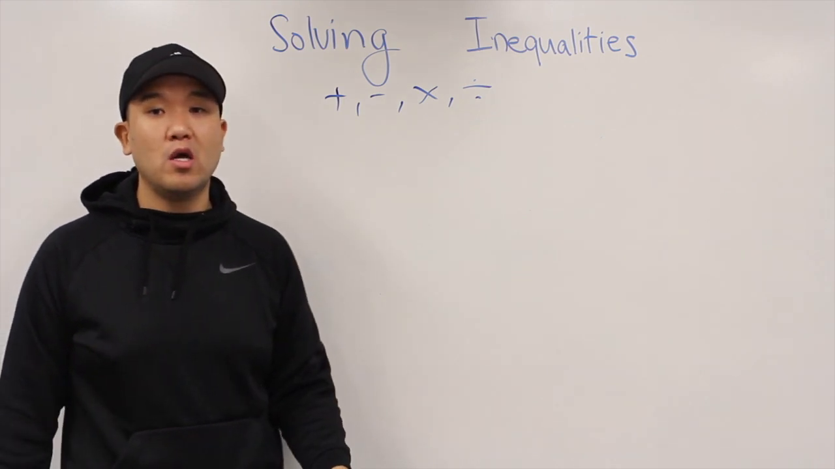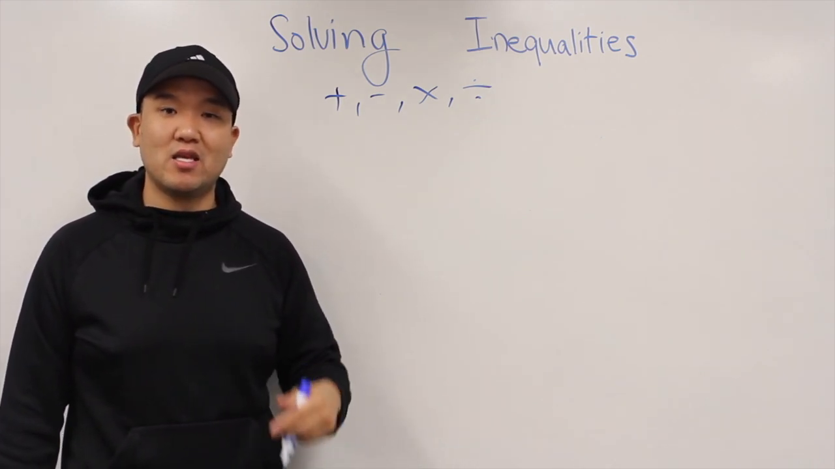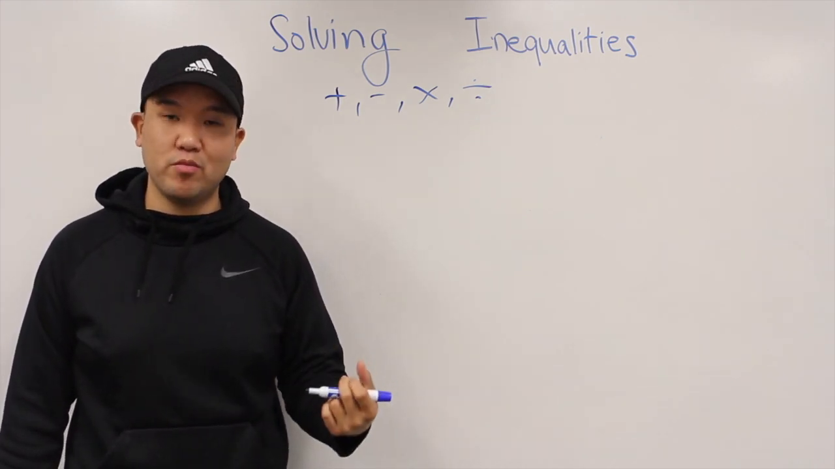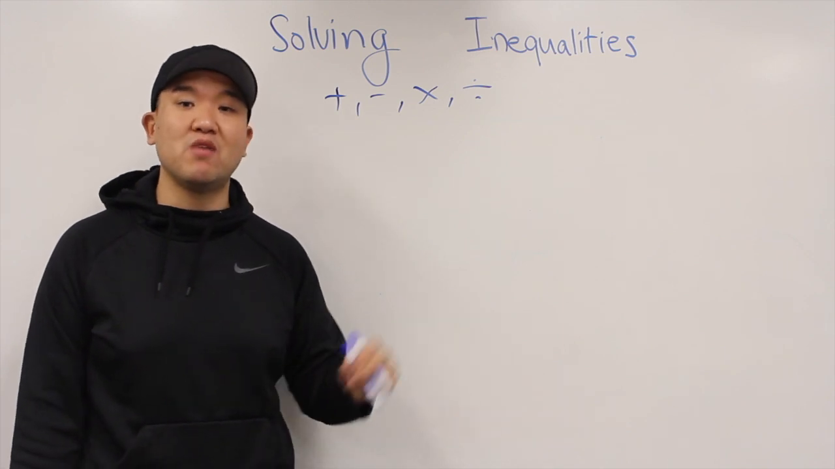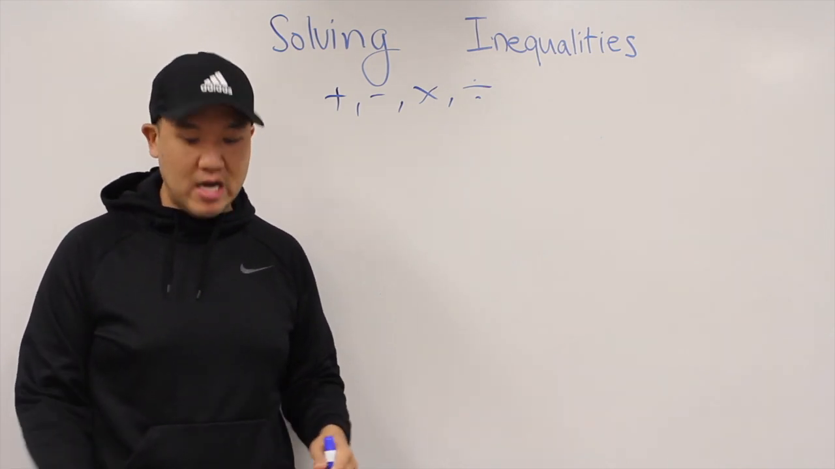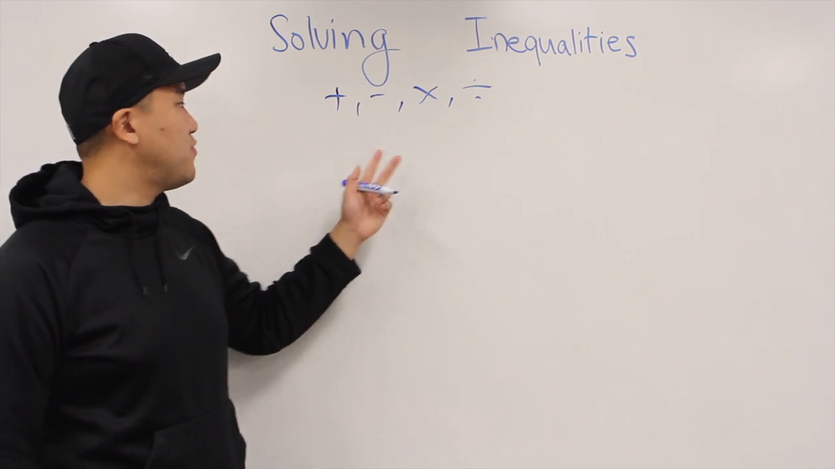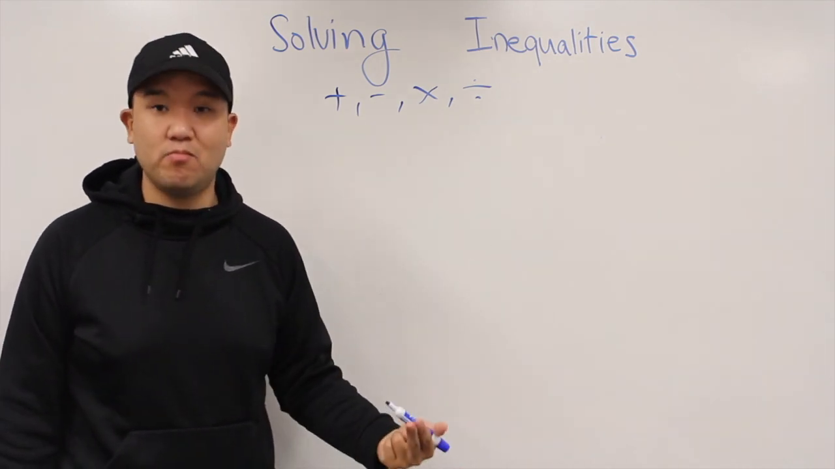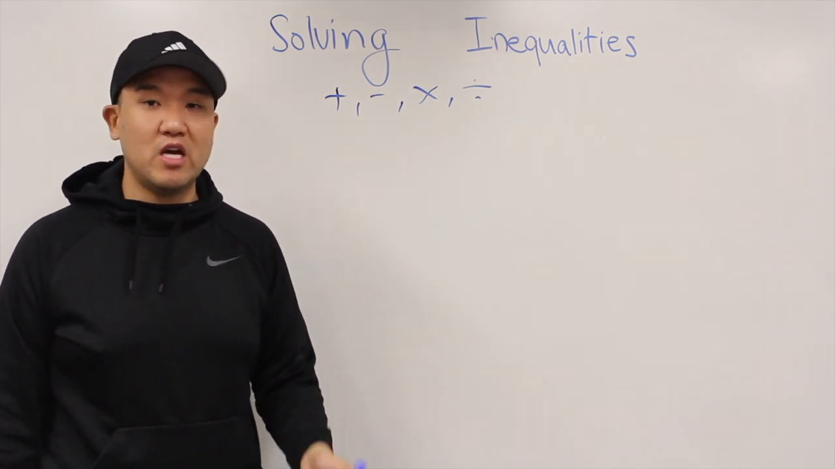Your ultimate goal is to get x by itself, get the variable by itself. Later on we'll get a specific variable by itself. For right now we're just going to get a specific variable, in this case x, by itself. Everything works the same.